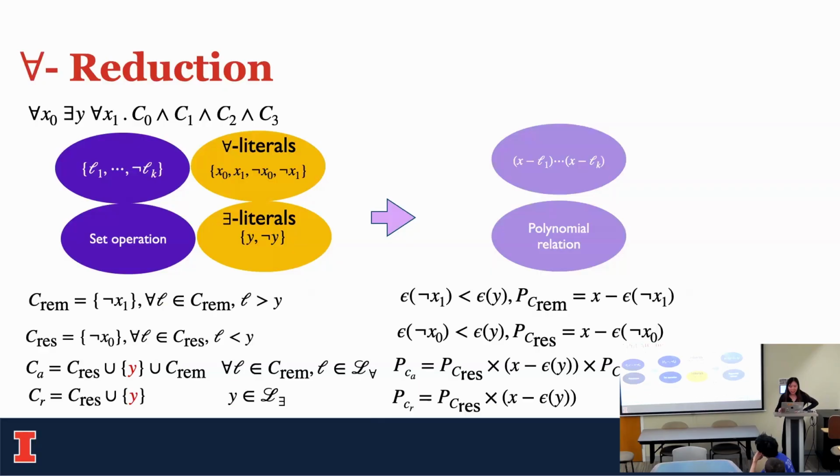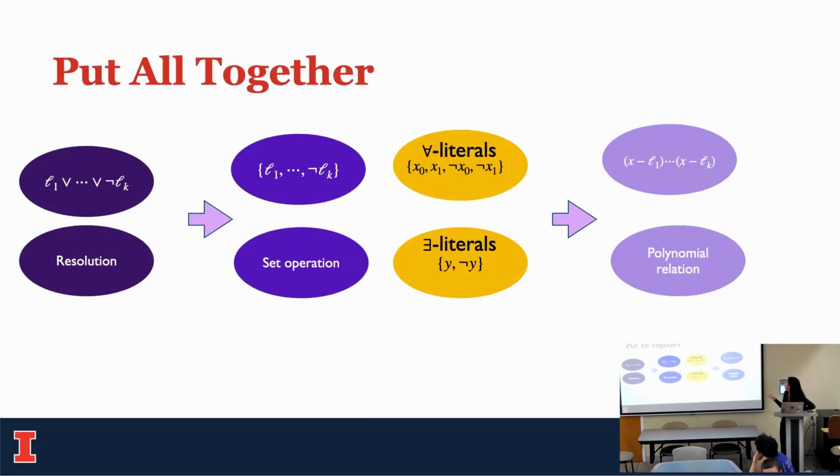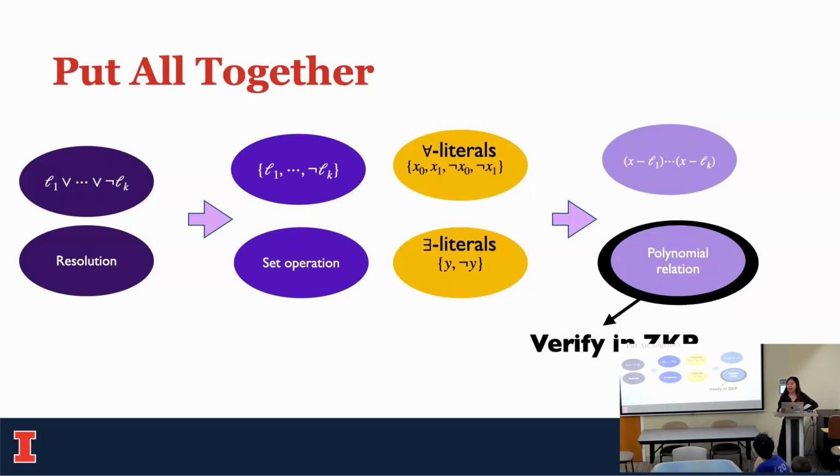Okay. So that's how we reduce all the relations over the literals and clauses to polynomial relations, and at the end we verify all these polynomial relations in ZKP. Putting them together, we get a relatively efficient ZKP for PSPACE problems using QBF.